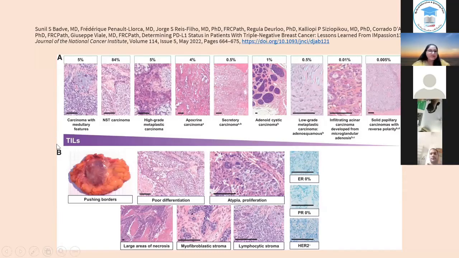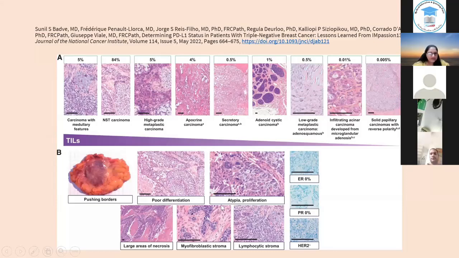Why? Because you can see a word here, TILs, tumor infiltrating lymphocytes. I will be talking about TILs in the coming slides, because the case here has a high degree of TILs. A triple negative breast cancer with high TILs has a good prognosis. So as we go from left to right, TILs keep decreasing, the grade keeps increasing, the aggressiveness keeps increasing, and the prognosis is becoming bad.